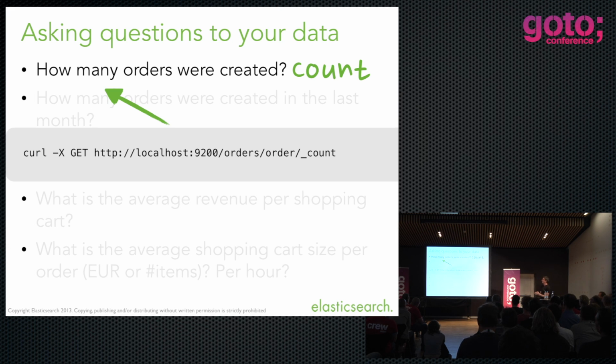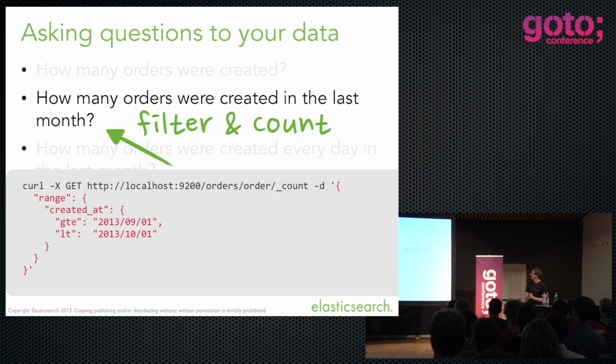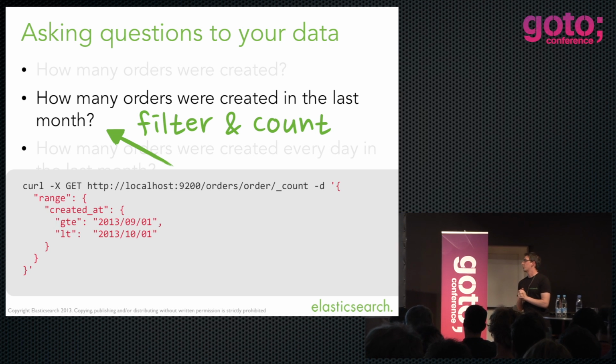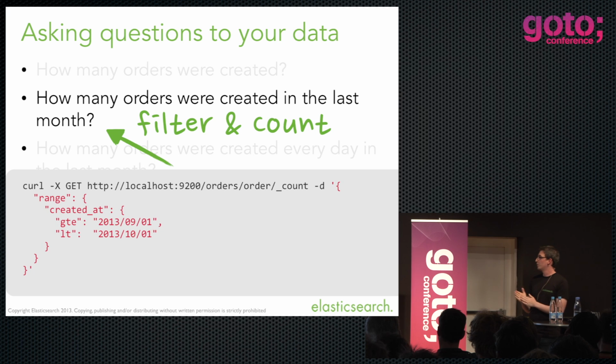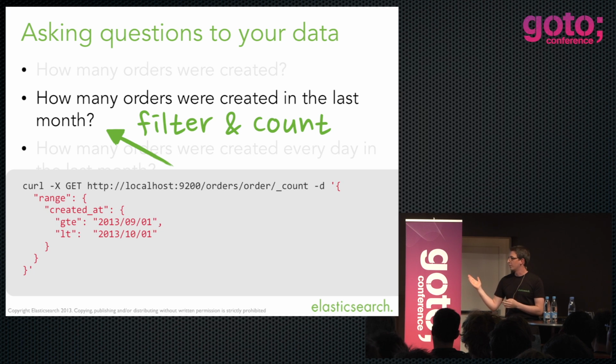How many orders are created? This is actually something which is really easy to answer with Elasticsearch, because all you have to do is an HTTP GET request on the orders/order/_count URL, and you're getting back a number. But maybe this is not the most complex question you want to have answered. If you want to know which orders were created in the last month, again, this is very simple. You just call this count endpoint again, but you add a so-called range query, which simply limits all the results between the first date and the last date, greater than or equal and lower than.